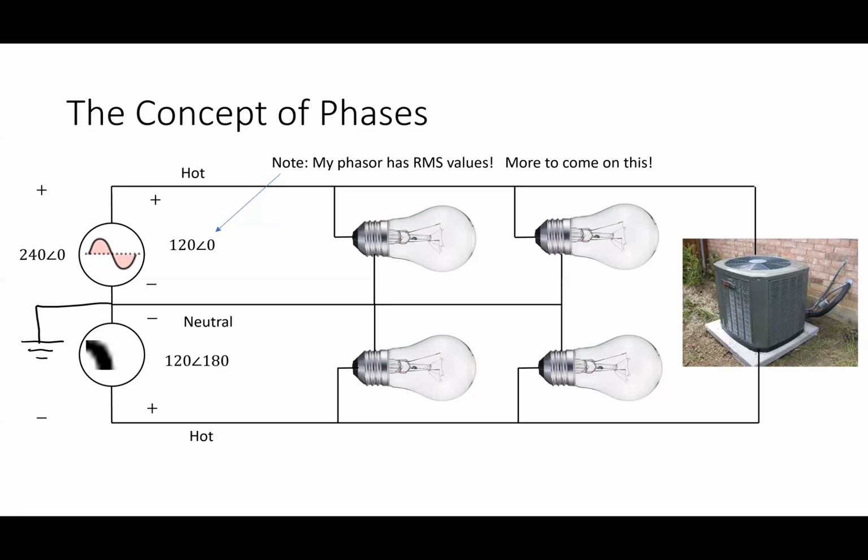Now, why do I know that phasors like this, 120 and 120, are going to add to 240? Something showed up wrong when I made that slide, but if I tried to draw those sine waves, the one that's 120 angle 0 and the one that's 120 angle 180, what would they look like? The 120 angle 0 would look like this, right? What would the 120 angle 180 look like? The negative of that.